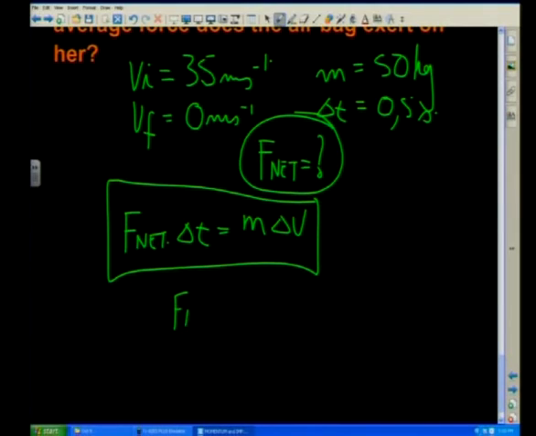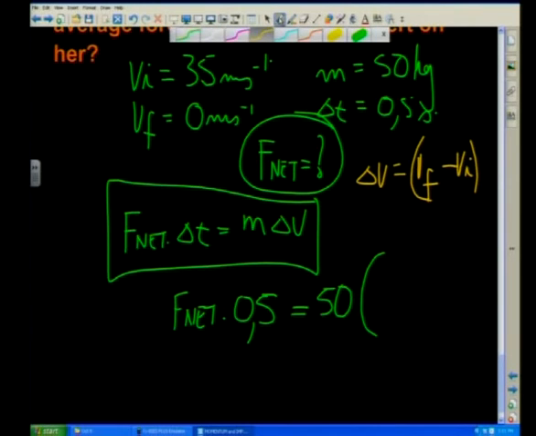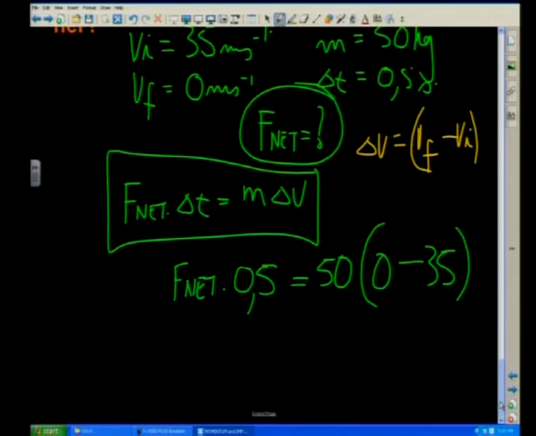F net is what we're looking for, multiplied by the time. Well, that time to bring it to stationary was 0.5 seconds. The mass was 50 kilograms. And remember that delta V is equal to VF minus VI. So therefore, what's going to be VF? VF is 0 minus VI. VI is 35.